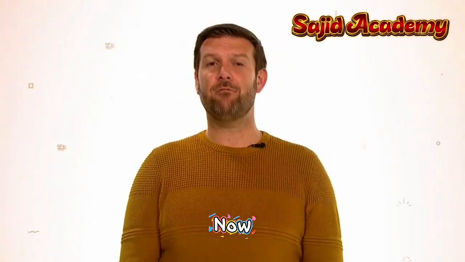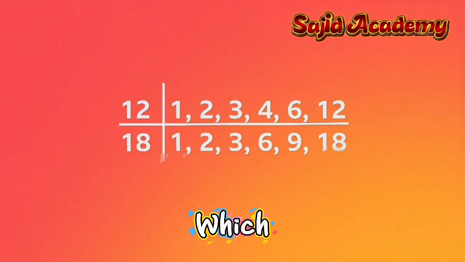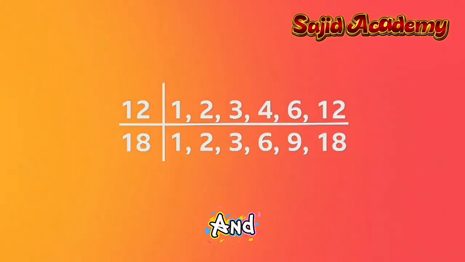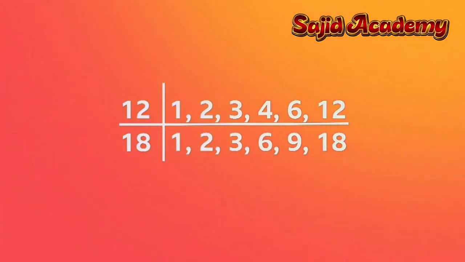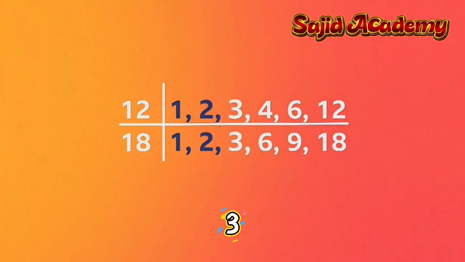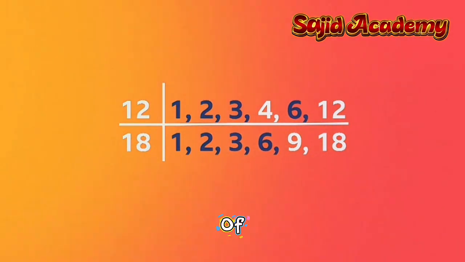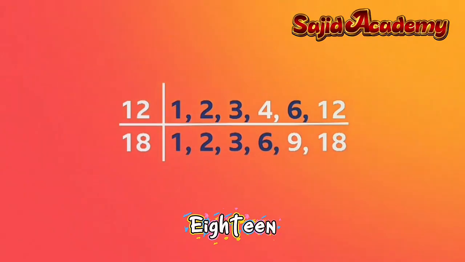Phew! Well done! Now let's compare them to the factors of 12. To find the common factors, you have to see which factors both 12 and 18 share. There we go. 1, 2, 3 and 6 are common factors of 12 and 18.